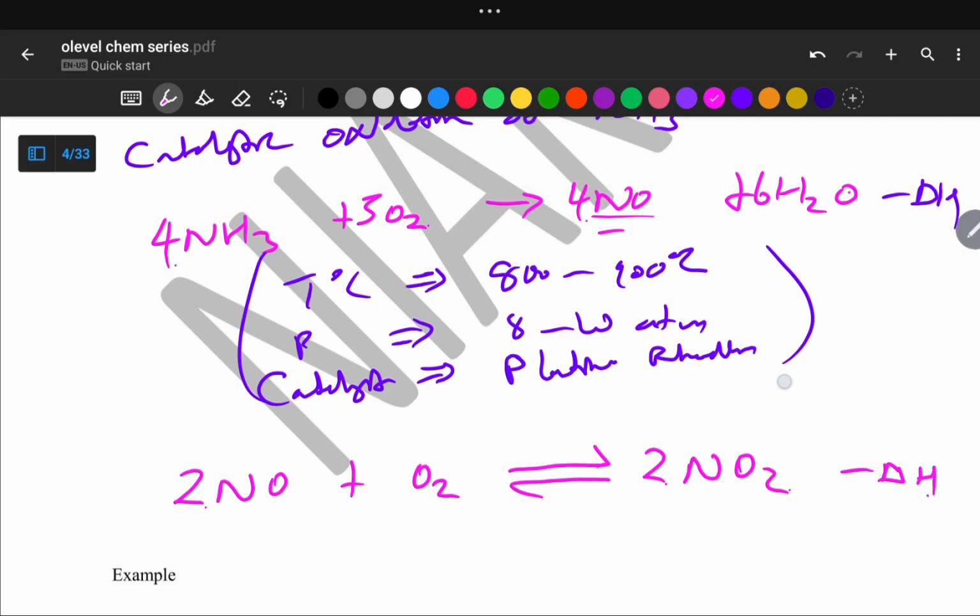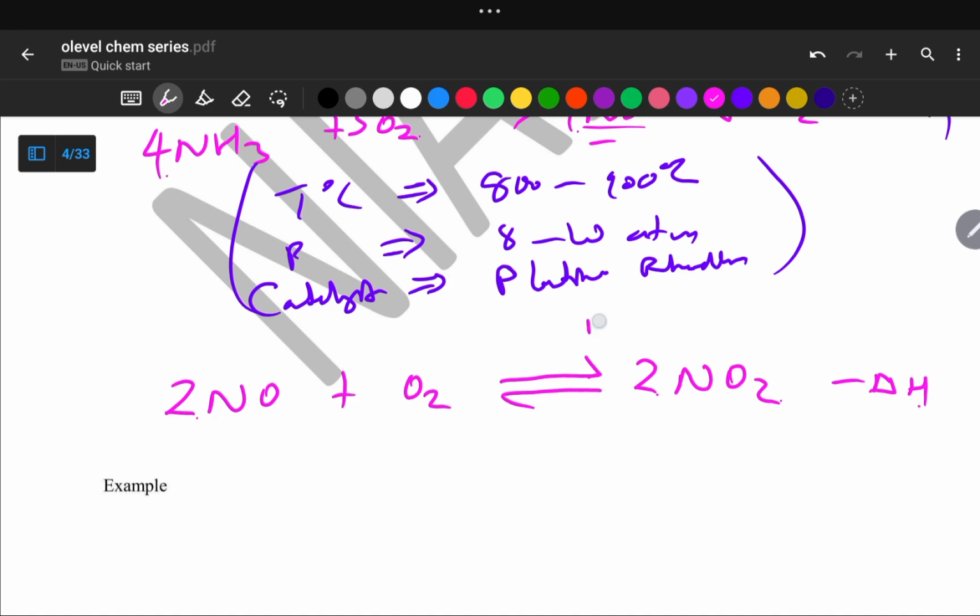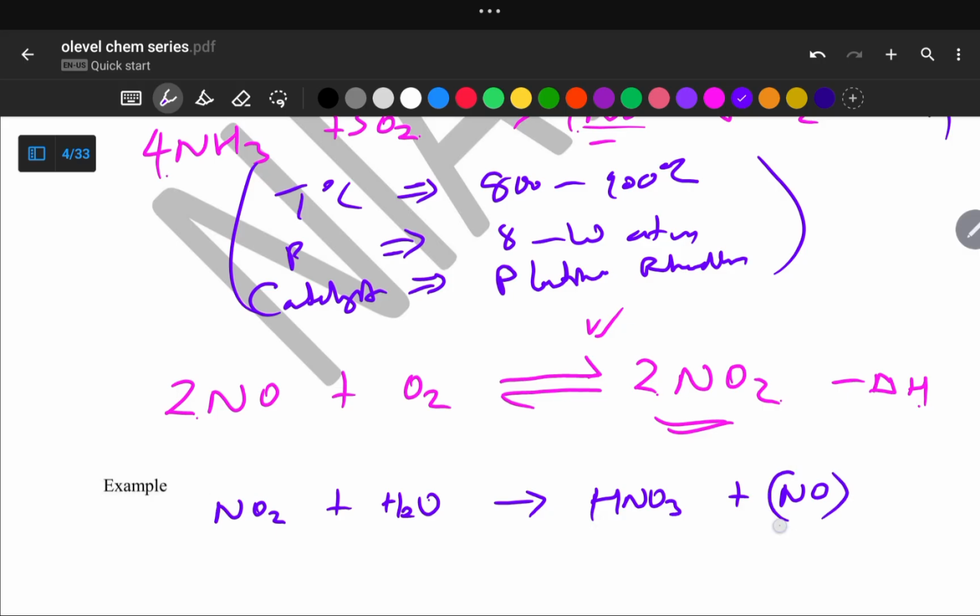Are we together? So this one is the only reversible reaction in the Ostwald process. You must know this by heart, right? And then we go on to the next step, where we are having the absorption of this produced nitrogen dioxide in water, right? So we are having nitrogen dioxide plus water to give nitric acid plus nitrogen monoxide.